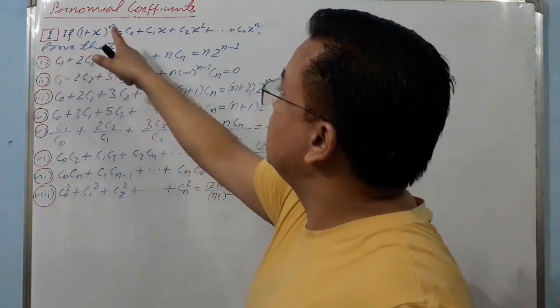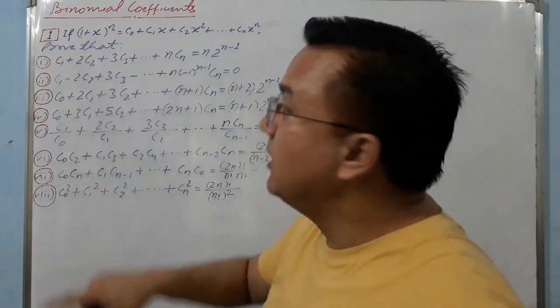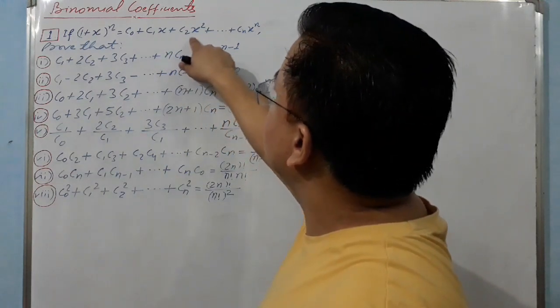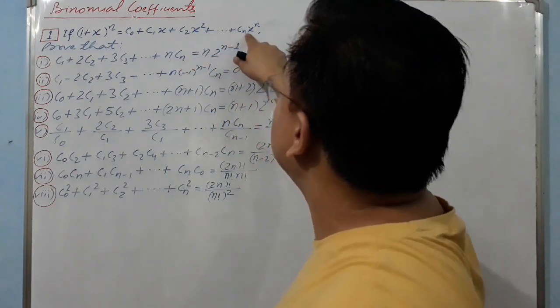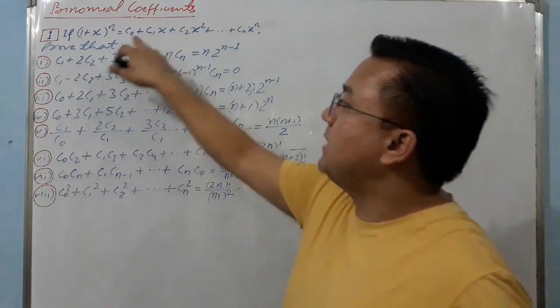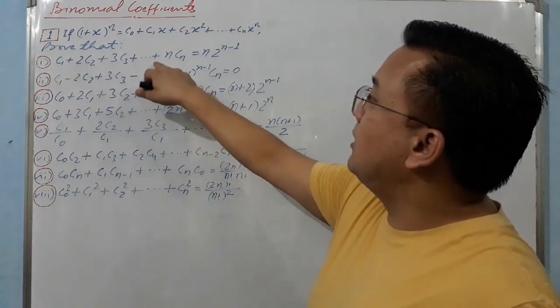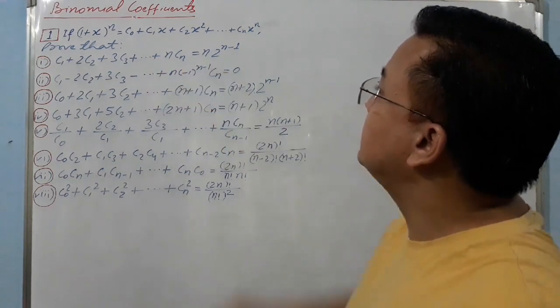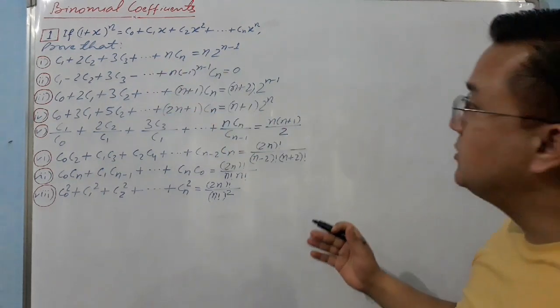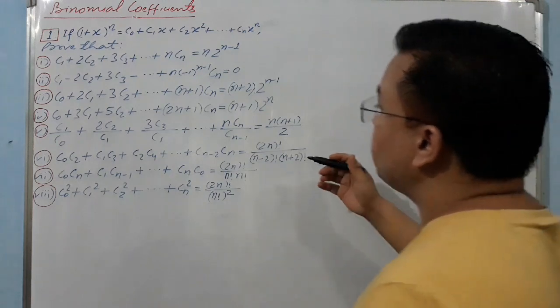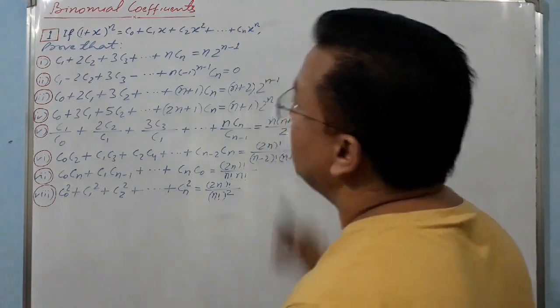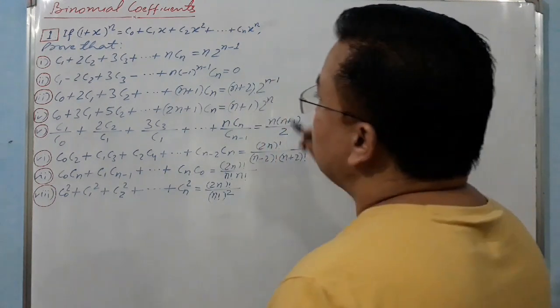If (1 plus x) raised to power n is equal to c0 plus c1x plus c2x square plus dot dot plus cnx raised to power n, prove that c1 plus 2c2 plus 3c3 plus dot dot plus ncn is equal to n times 2 raised to power n minus 1. Okay, no problem. I'm going to make it easy for you.